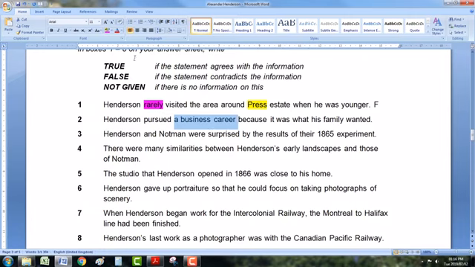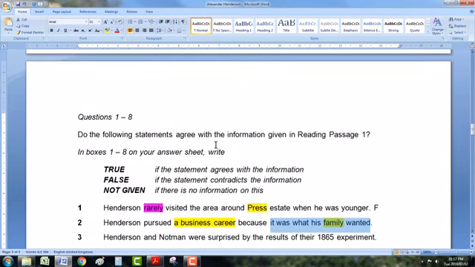Next, let's scan for business career. Maybe scan for family. There's no clear target language there. I think the issue about this is "because". So why did he pursue a business career? What was the reason? So that's the target language. Was it because it was what his family wanted, or was it for some other reason?